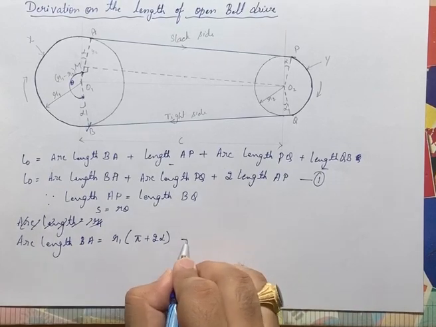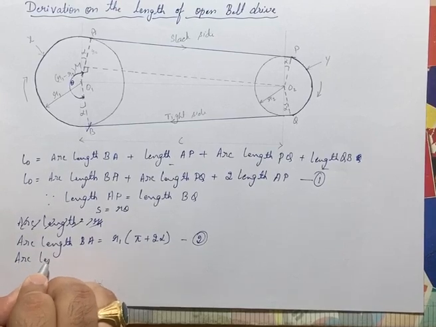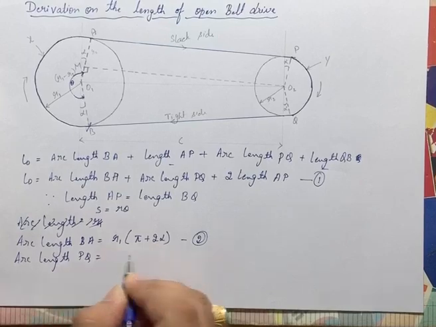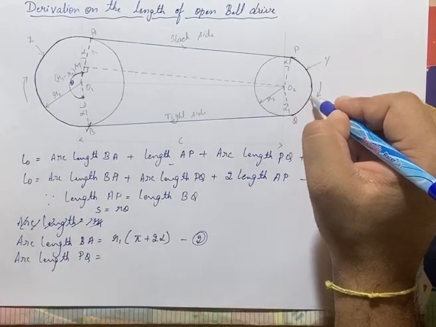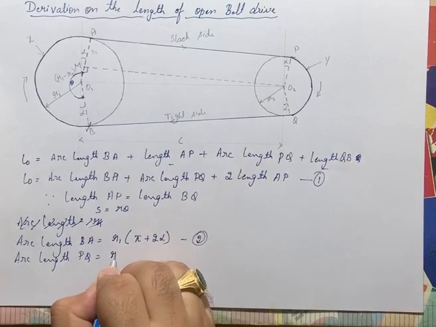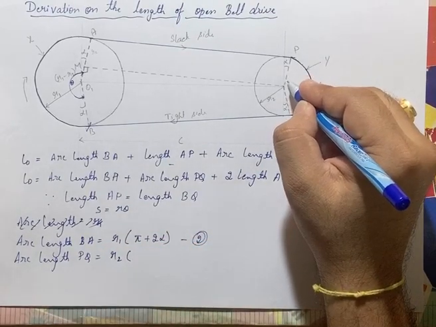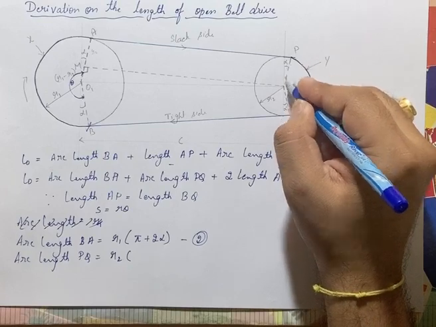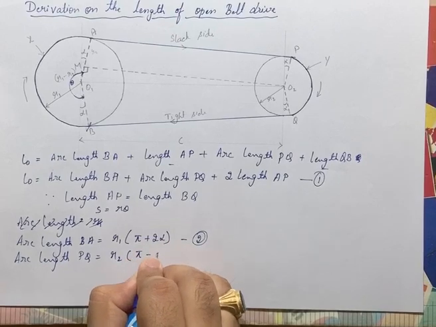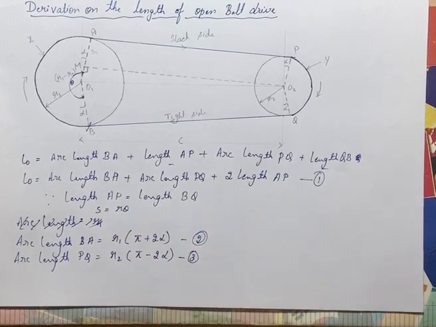Similarly, call this equation number 2. Then arc length PQ is what? PQ is from here to here. Again, S is equal to R theta. R here is R2 into theta. It is less than 180. How much is it less than 180? Alpha plus alpha. That is pi minus 2 times alpha. Call this equation number 3.